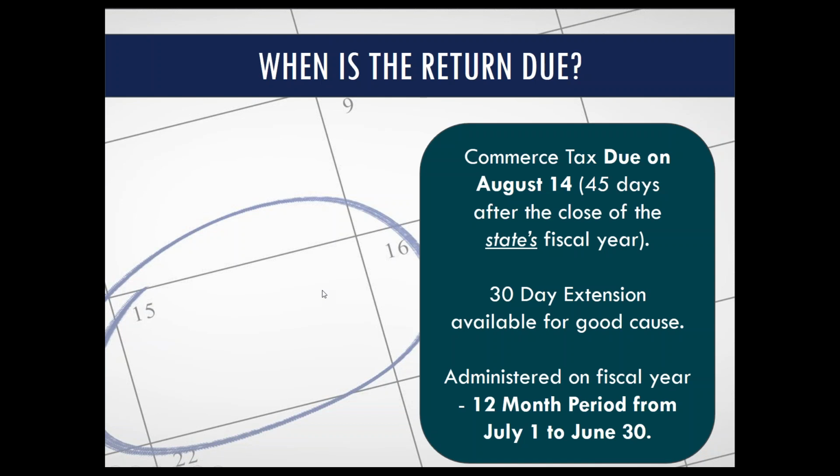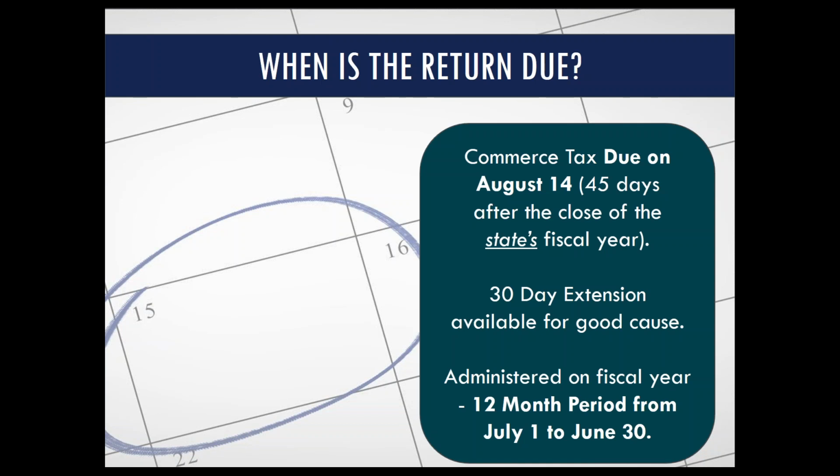Interestingly enough, for those of you who are not that familiar with the commerce tax, it is based upon the state's fiscal year. So we have a lot of calendar year taxpayers out there, for example, right? They're calculating their financials at 12/31. Well, that's not the reporting period that Nevada wants for the commerce tax. It is actually the period of July 1st through June 30th, which corresponds to the state's fiscal year.